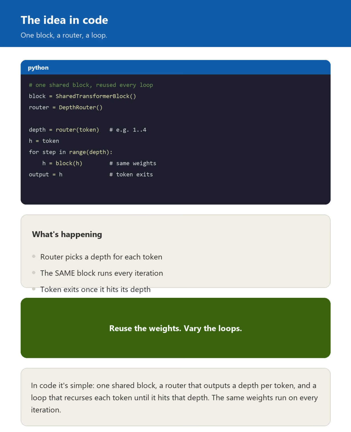In code the spirit is simple. You have one shared block, a router that outputs a depth for each token, and a loop that keeps recursing a token until it hits its depth. The same weights run on every iteration.